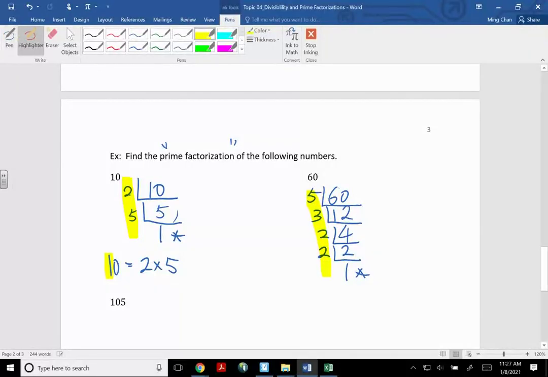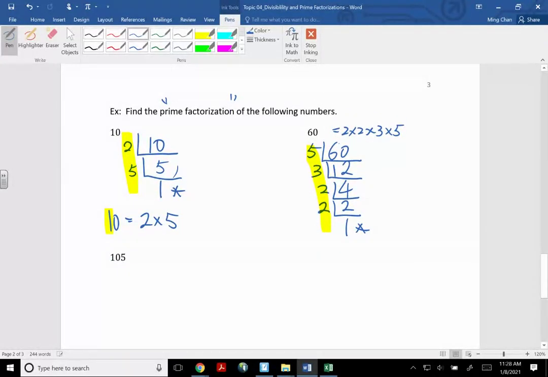So the prime numbers that make up 60 are going to be 2 times 2 times 3 times 5. Or I can say 2 squared times 3 times 5. Since we already talked about exponents, you can write it as 2 squared times 3 times 5 if you want to. All right, 105. Let's give it a try.